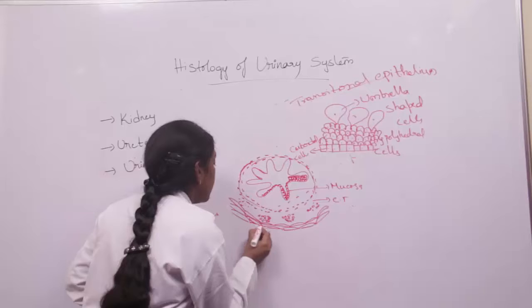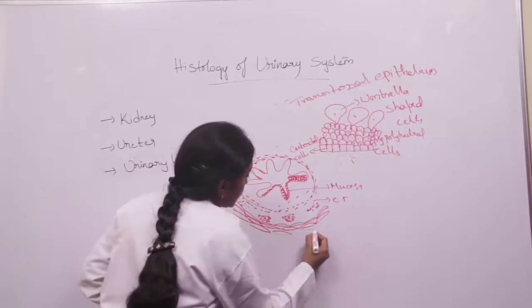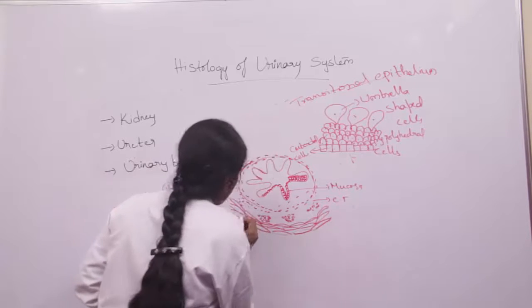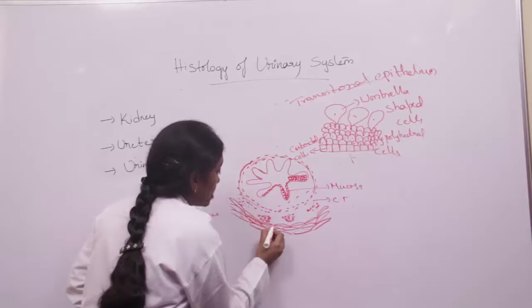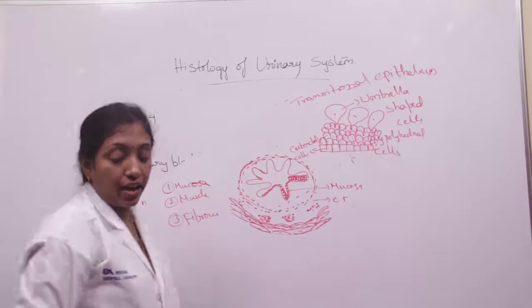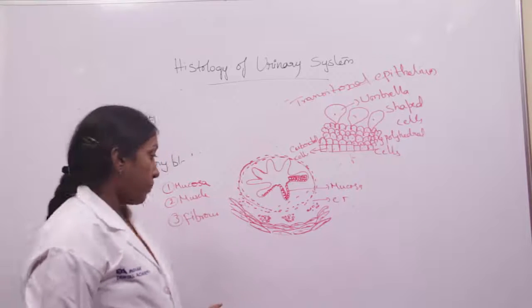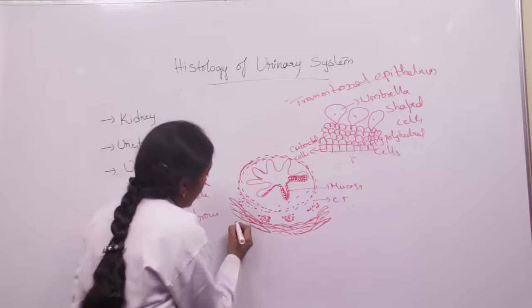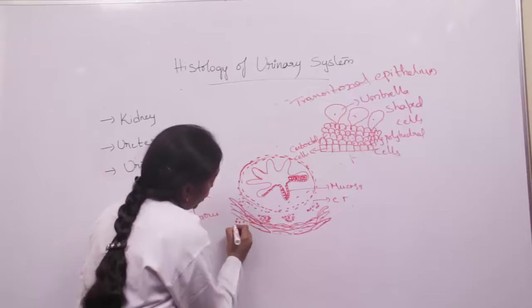So we know that the smooth muscle cells are spindle shaped cells. That's why I am drawing the smooth muscle cells as spindle shaped cells. They have flattened nucleus, and the cells are spindle shaped with tapering ends. This is the circular muscle layer, and again outer is the longitudinal muscle layer.